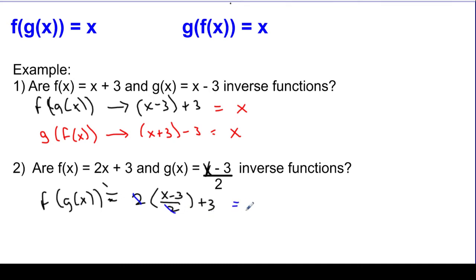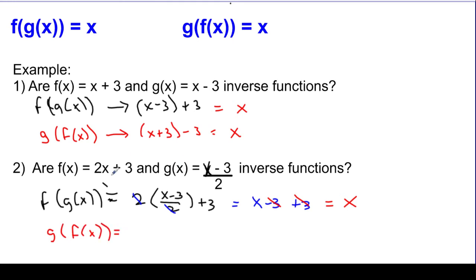They're going to cancel. So what I end up with is x minus 3 plus 3. And again, negative 3 and positive 3, those are opposites of each other. They will cancel, okay? And my result is going to be x. So that is what I'm looking to happen. Let's just make sure it happens for g of f of x as well.